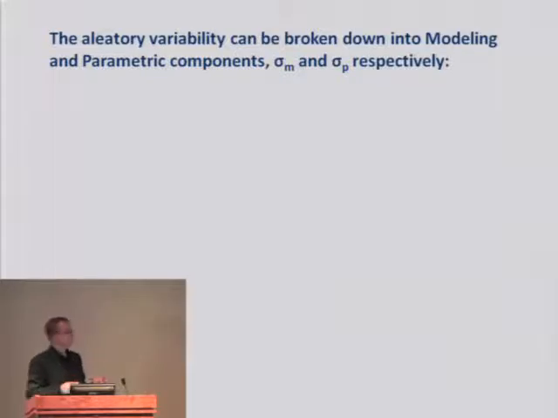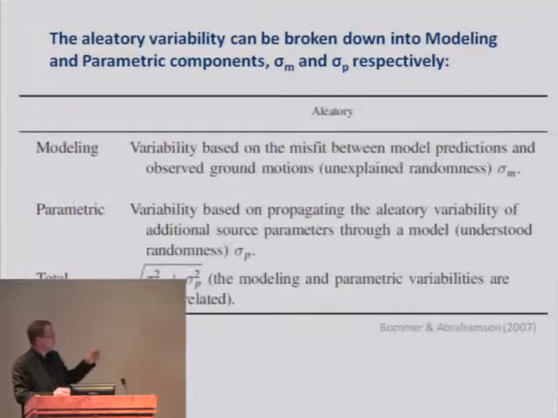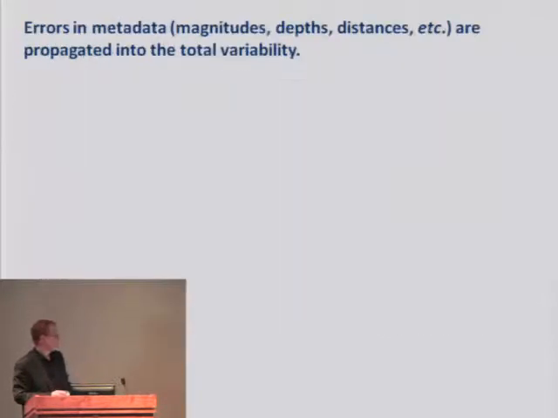We can also break down the aleatory variability into modeling and parametric components. This is an updated version of the table we're all very familiar with from Toro et al. The parametric variability effectively means the propagated effect of the variability in the parameters in the model itself.